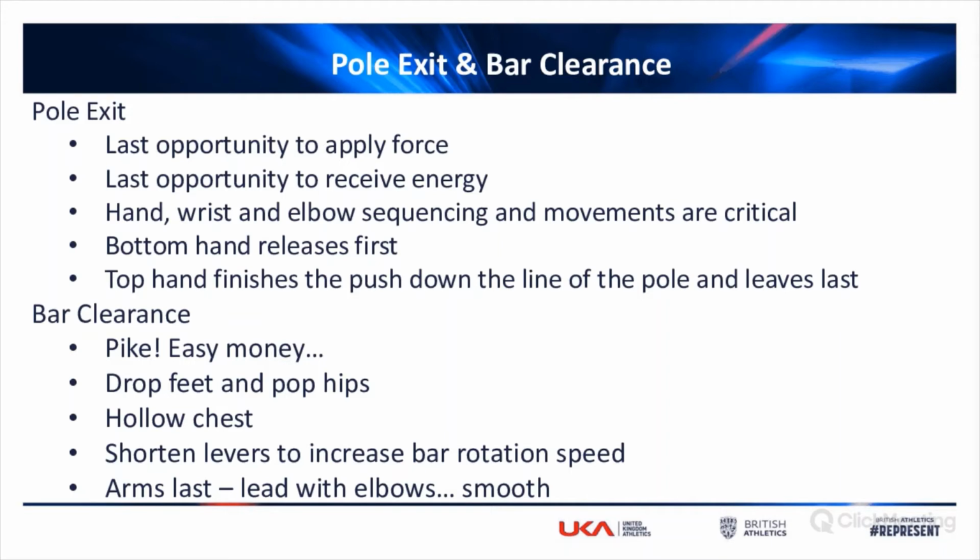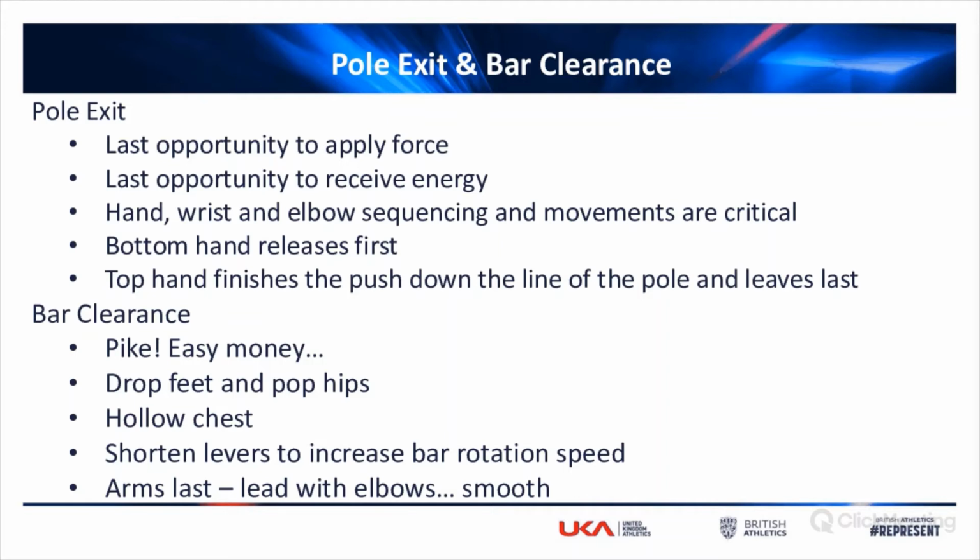Don't panic. This is going to be a great video set coming up in a minute that shows all of this. And then the bar clearance itself, for me, especially with younger novice vaulters, the pike shape around the bar is easy money. I see so many young vaulters going over in a flat position with the tummy down. And for me, just taking the hips upwards, there's 20 centimeters to be had straight away. Sam Kendricks obviously is amazing at this, but it's just easy money to pike around the bar.